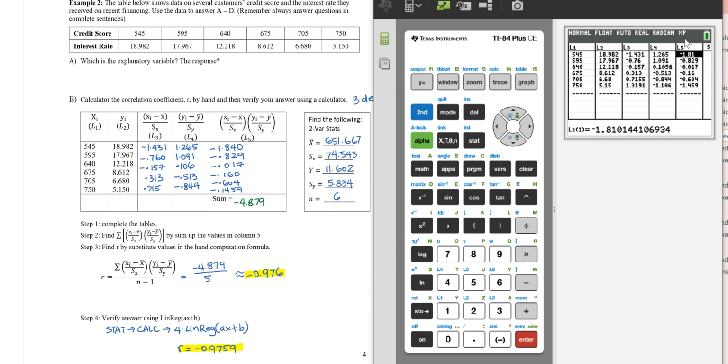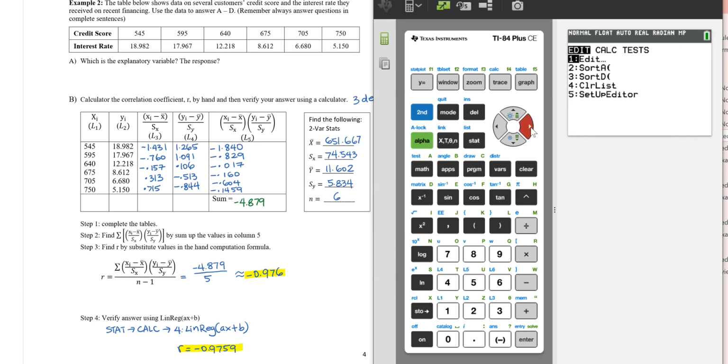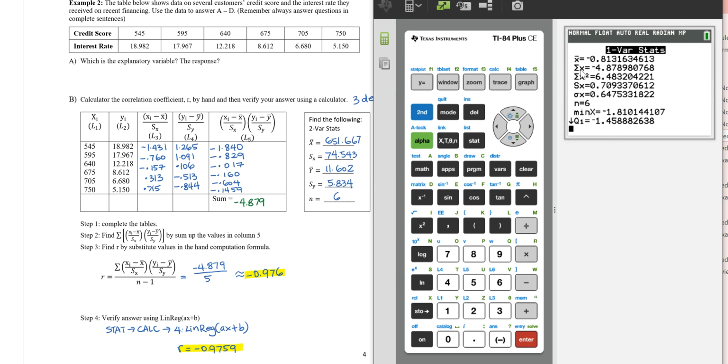Now I want to sum up all the values in column 5. To sum it up, I need to go to stat. I'm going to do one-variable stats, remembering that I want column 5. So stat, calculate, one-variable stats. I want to calculate one column, the values in L5, so second 5. The summation of x is the sum, which is negative 4.879. That's the summation of the whole column, and that's how I got this number over here. I pulled it out directly from the calculator.